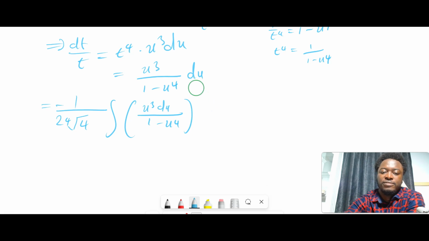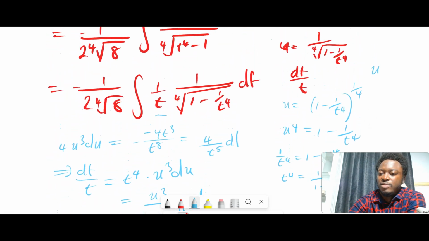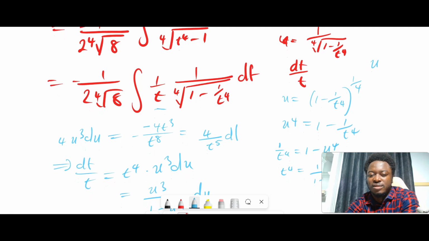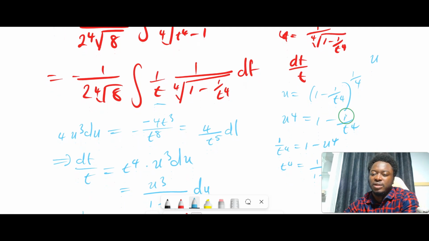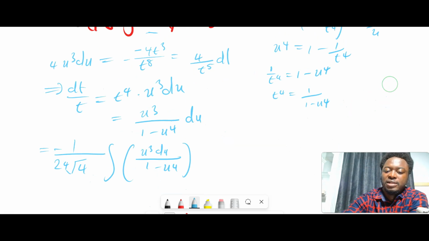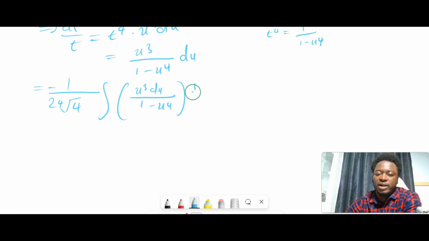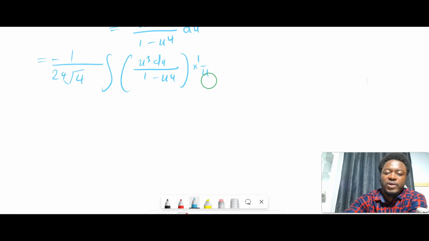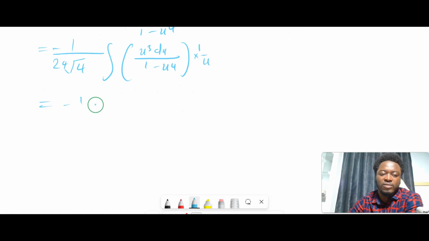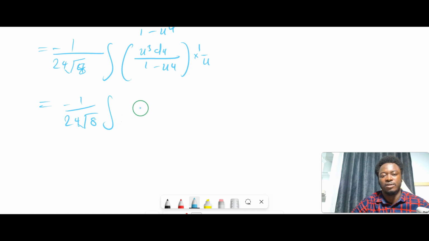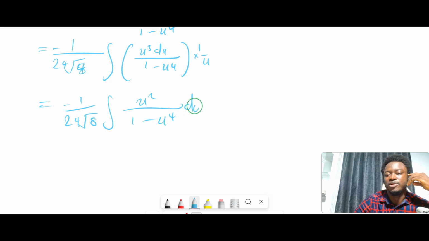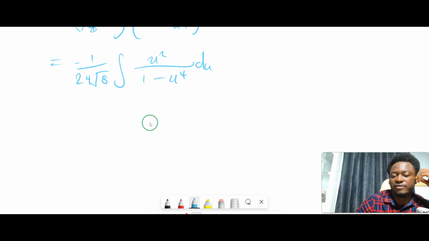Then you would have, what about t? You have a 1 over u, right? Yes, this is 1 over u, so that is multiplied by 1 over u. So we would have negative 1 over 2 times the 4th root of 8. Then you have the integral of u squared all divided by 1 minus u to the fourth power du. So I think we can do some partial fractions here.